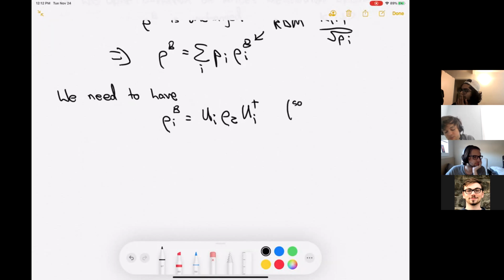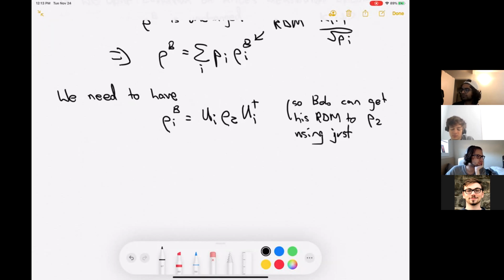So Bob can get his reduced density matrix to rho 2 using just local unitaries.